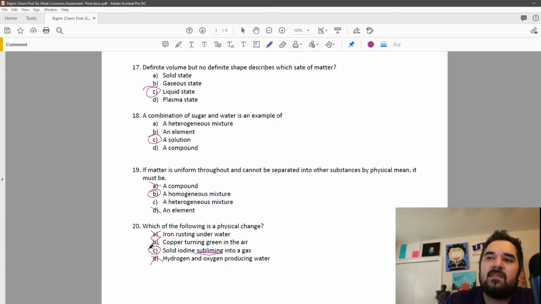And the whole point of this question, and as you can see, this is the second question where subliming is the answer, is to let you know that sublimation is a physical change, not a chemical change. You're very likely going to see sublimation on the test. You're going to need to know that it's physical, not chemical.